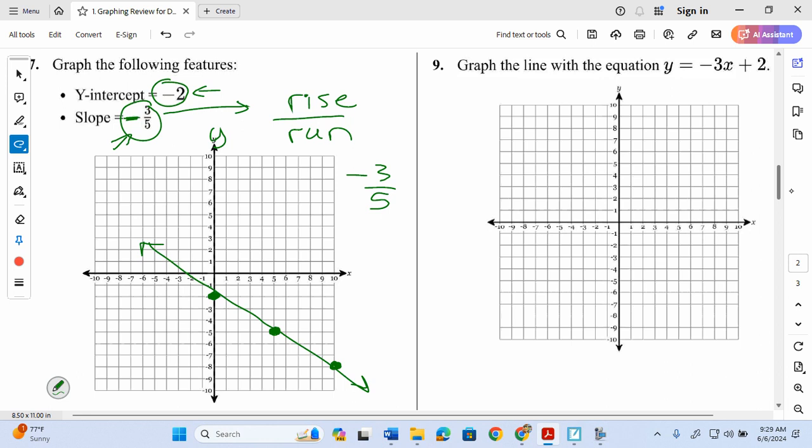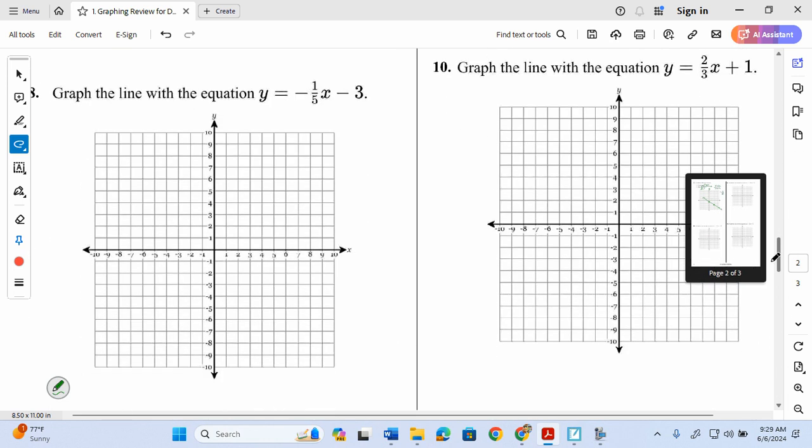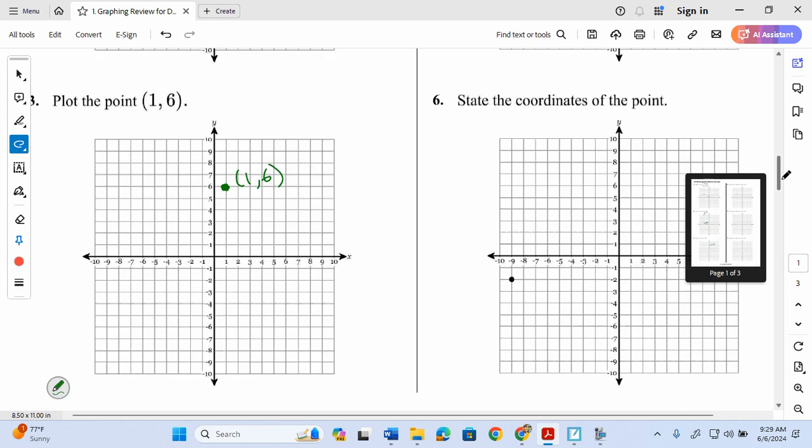All right, let's keep going. There's nothing. Oh, yes, there is. Okay. I can't even tell if I'm doing it in the right order.